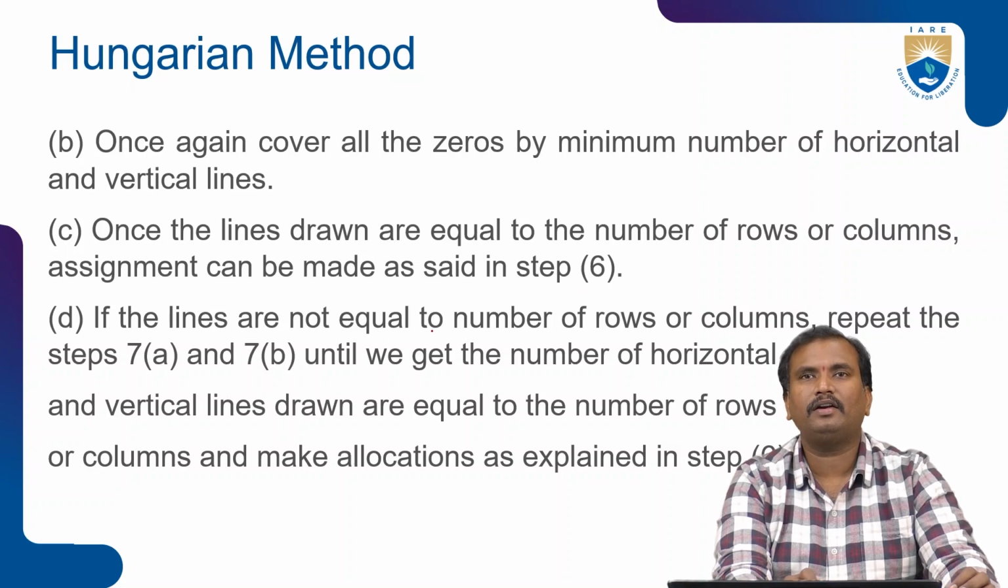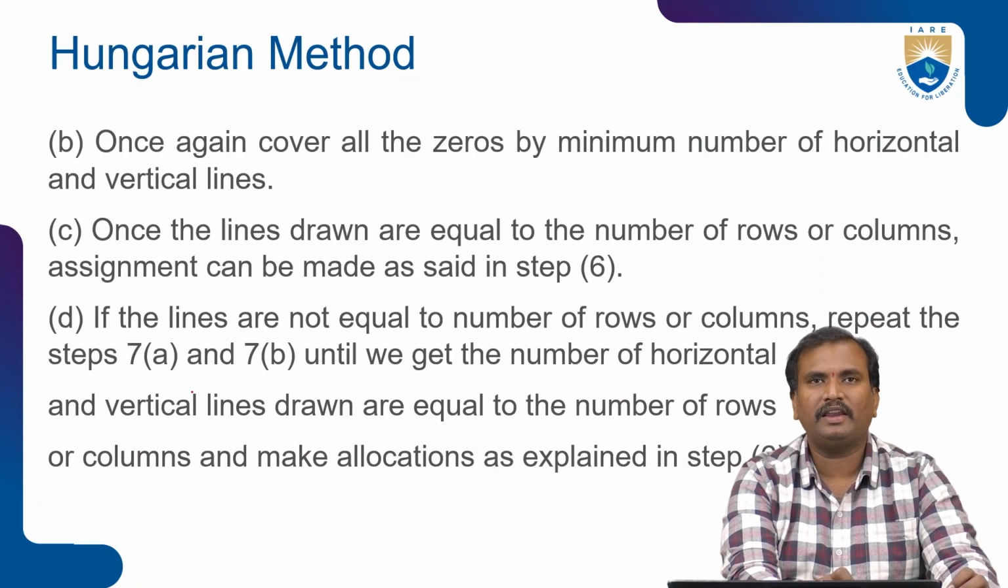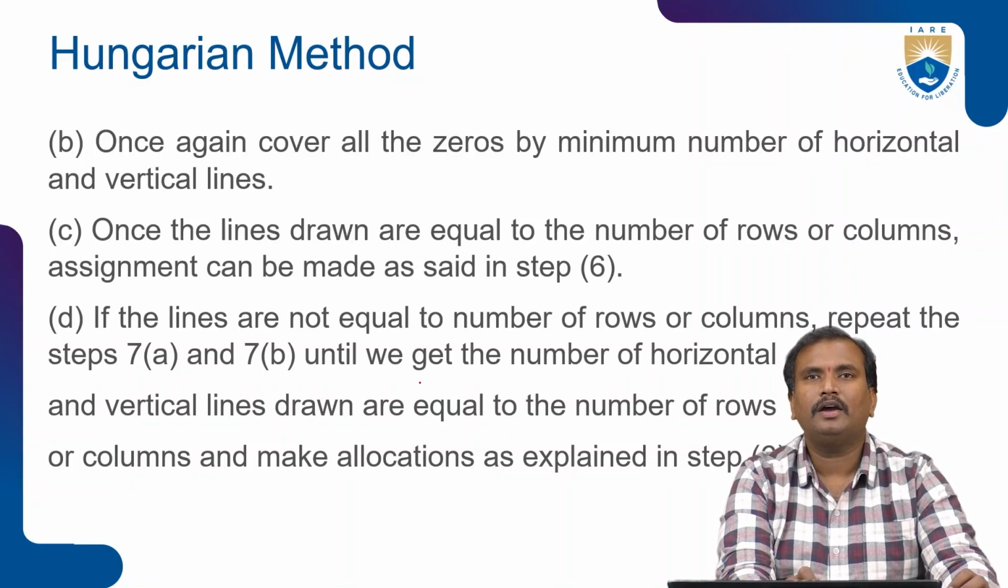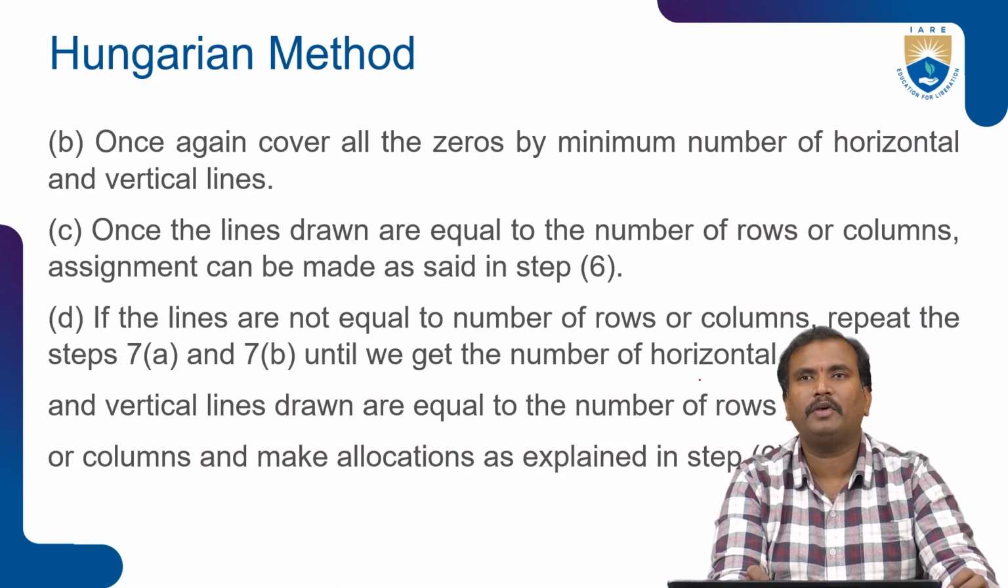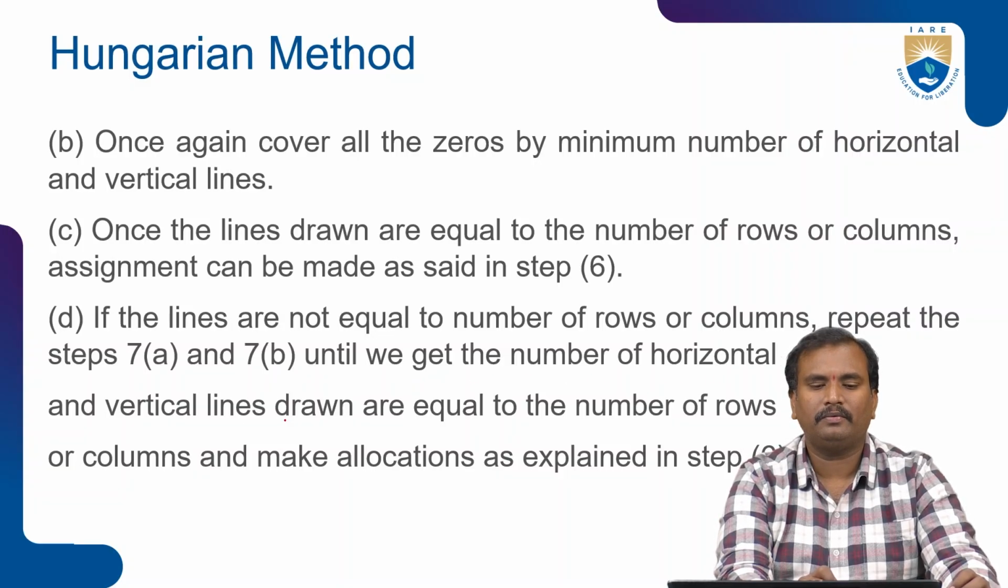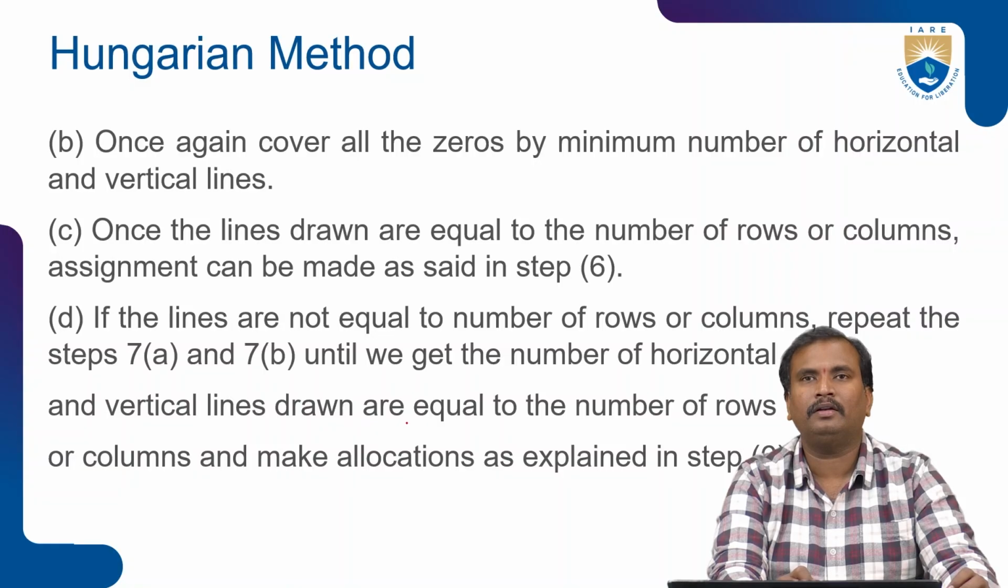If the lines are not equal to the number of rows or columns, repeat steps 7a and 7b until we get the number of horizontal and vertical lines equal to the number of rows or columns, and make allocations as explained in step 6.